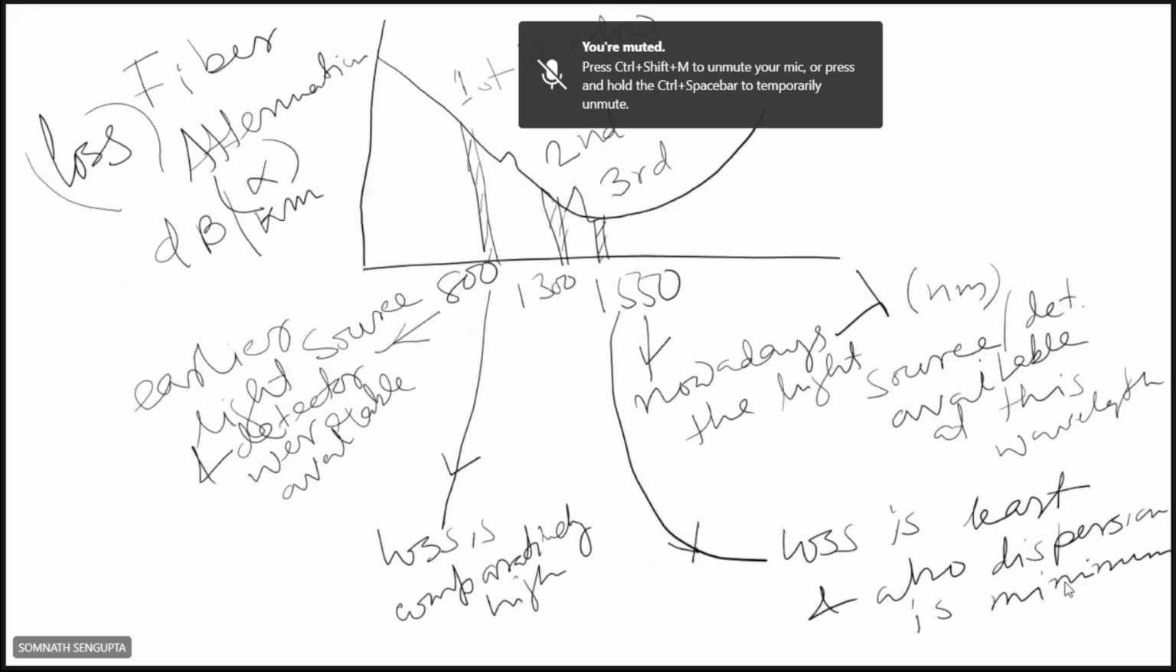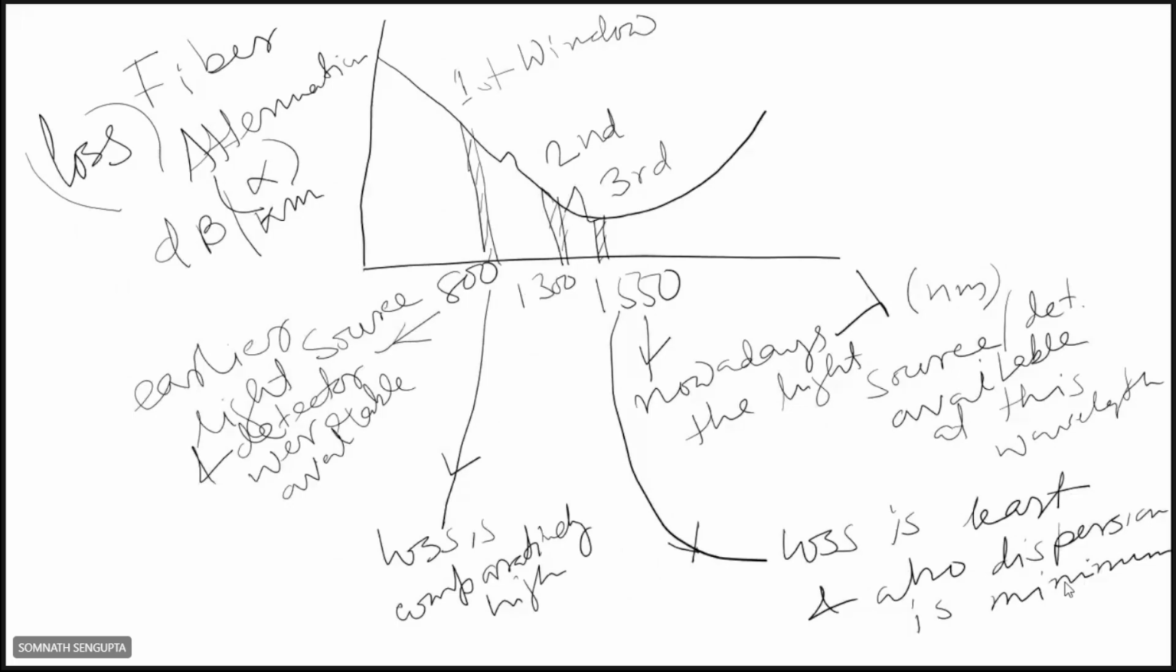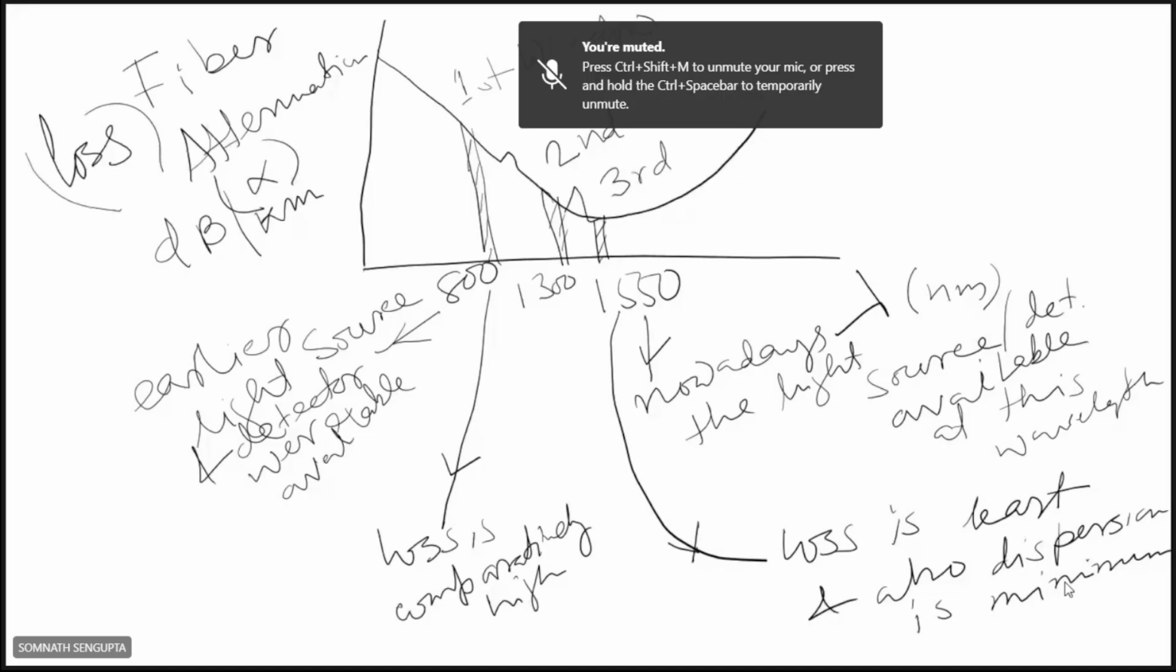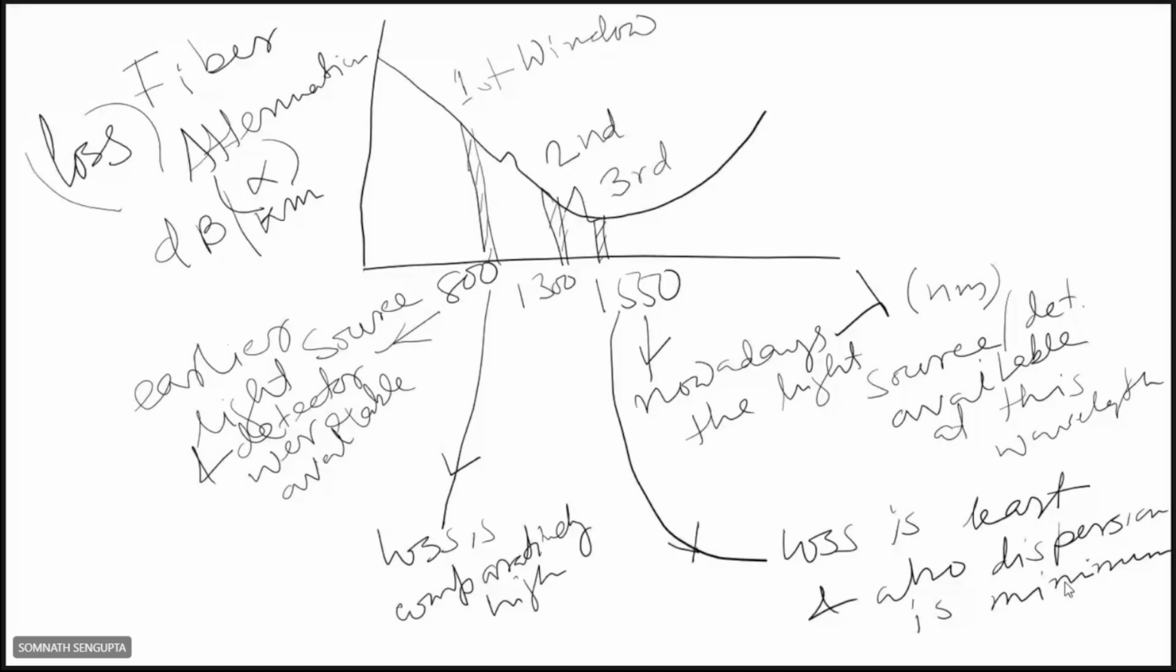Then we discussed about fiber medium. There are three windows in which we can operate the optical fiber so that we can transmit the information, transmit the signal in particular wavelength range where we get less loss as well as less dispersion. So there are three windows, 800 nanometer windows, 1300 nanometer and 1550 nanometer windows.